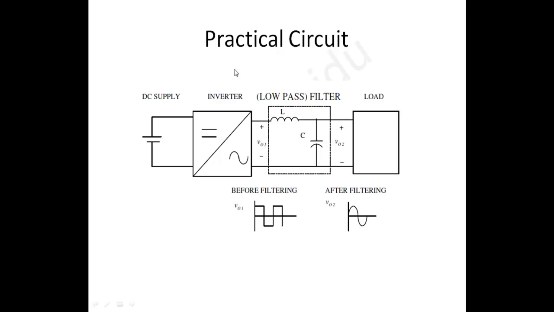As I told you, how will the practical circuit look? You will have an inverter here. The inverter will convert the DC to AC, but most of the time we'll have this one only, a square wave. To filter out all the unwanted components from this, we will use the PWM technique to filter out the lower order harmonics, and the remaining higher order harmonics will be filtered out by the filter. That's nothing but a low pass LC filter. Once you filter this, you will get the sinusoidal waveform like this.